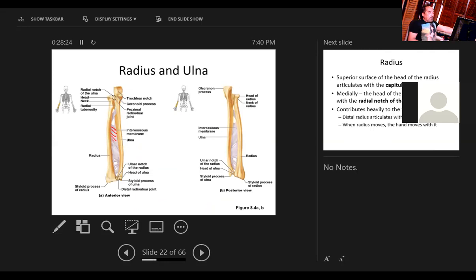You can actually do this, and the radius and ulna will just cross each other, because there's still what we call the interosseous membrane, okay? It prevents any other kind of movement.